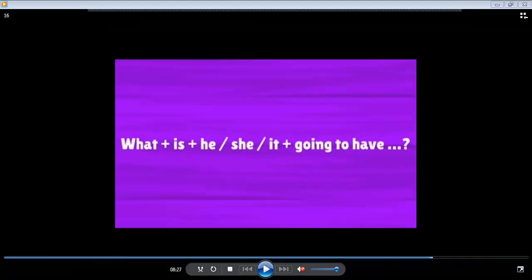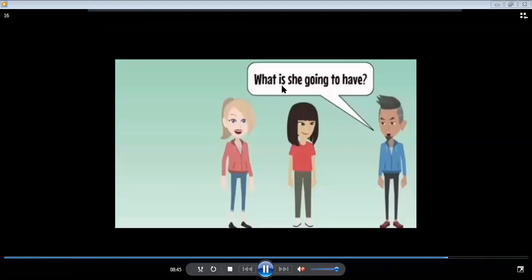Okay, like we said, if the subject is singular, he, she, or it, use is. What is he, she, or it going to have? What is she going to have? What is she going to eat? This is what, this is, the verb to be is, because the subject is singular, and going to, and have is the verb infinitive after going to.